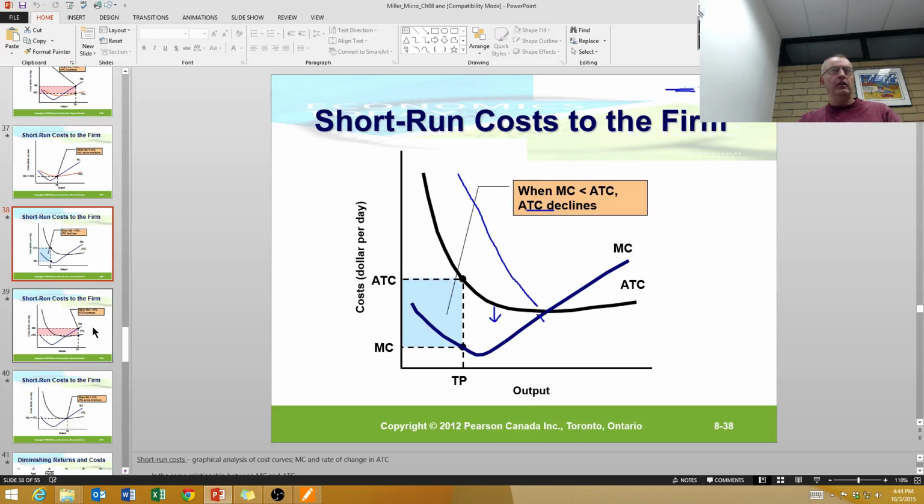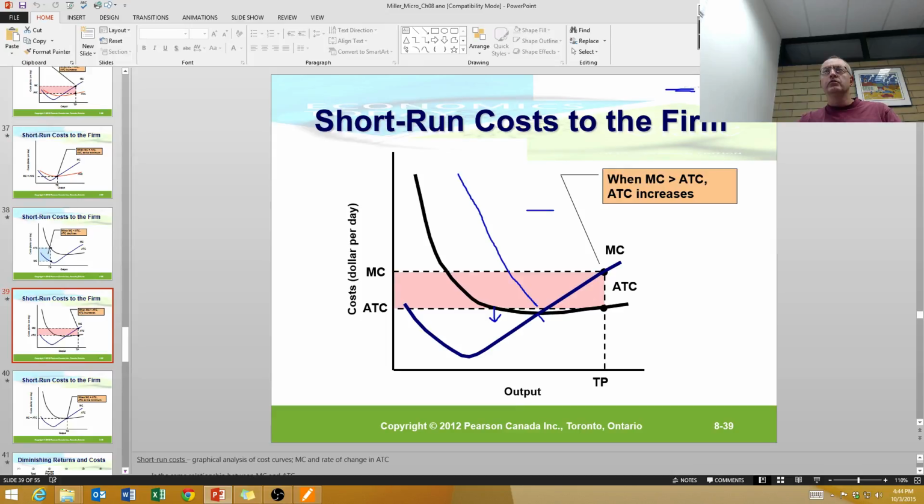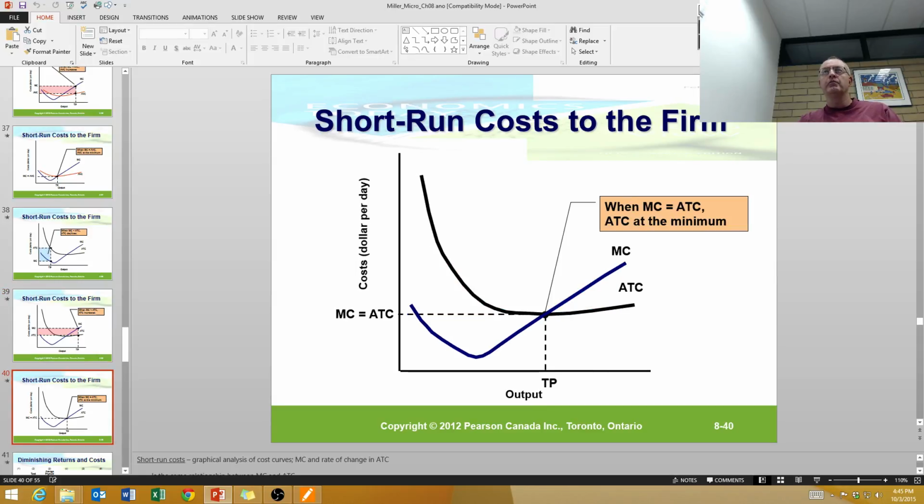And when the marginal cost curve is greater than the average total cost curve, the average total costs are increasing. And so we see the same thing that happened with the variable cost curve. The marginal cost curve intersects the average total cost curve at the minimum point of the average total cost curve. It's just a mathematical truism. But if you can remember that, it's a simple way to interpret these diagrams.